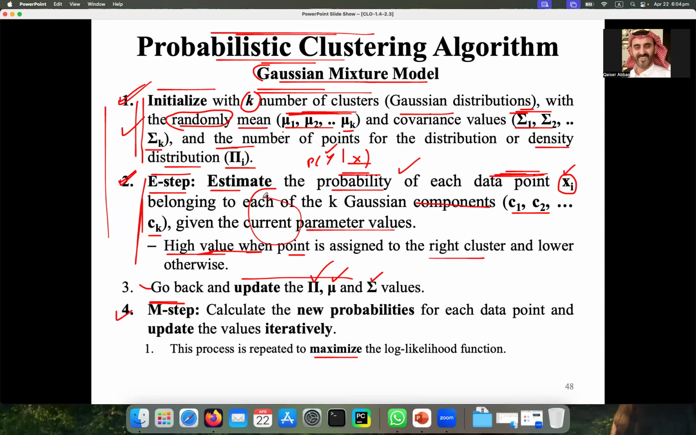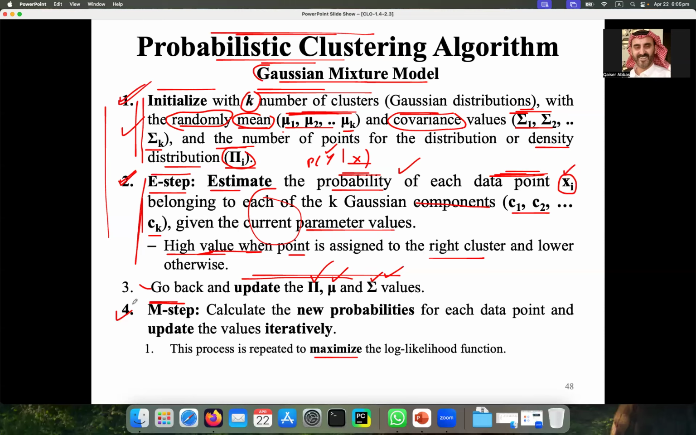So it means the mean value that you have taken before, or the covariance value, or the density distribution, how the data points are distributed, these three things do not have any value now because the points are shifted. So you have to calculate these means, covariance, and pi again. That's why it is mentioned here, update pi, gamma, and sigma. When it is updated, you are again ready to calculate the probabilities for the new iteration.